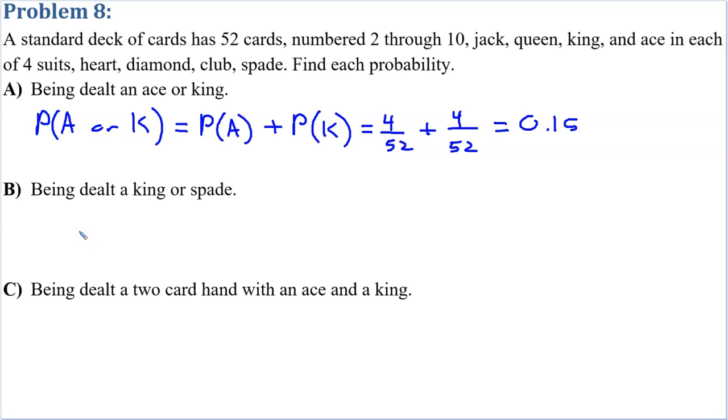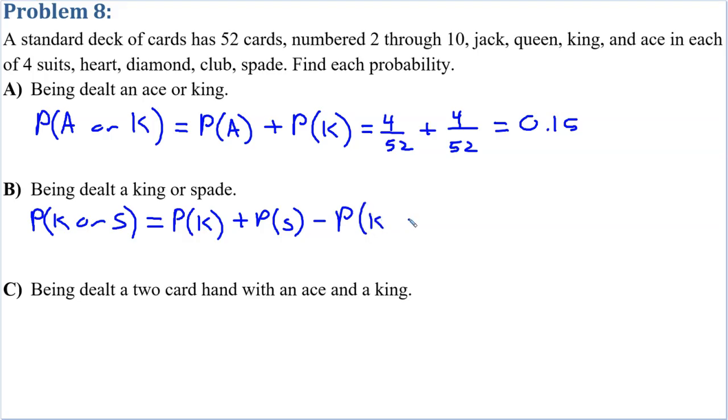All right, B, probability of being dealt a king or spade. So P of K or, can we do that? Yep, we can just say S. Now in this case, a king and a spade are not mutually exclusive. A king and a spade can happen at the same time, in other words, the king of spades. So the adjustment we'll make is we'll say P of getting a king again, plus the probability of getting a spade, and then we'll subtract P of a king and a spade.